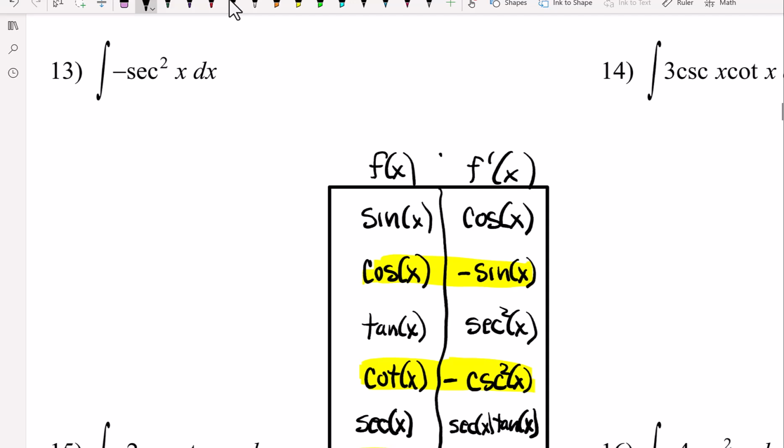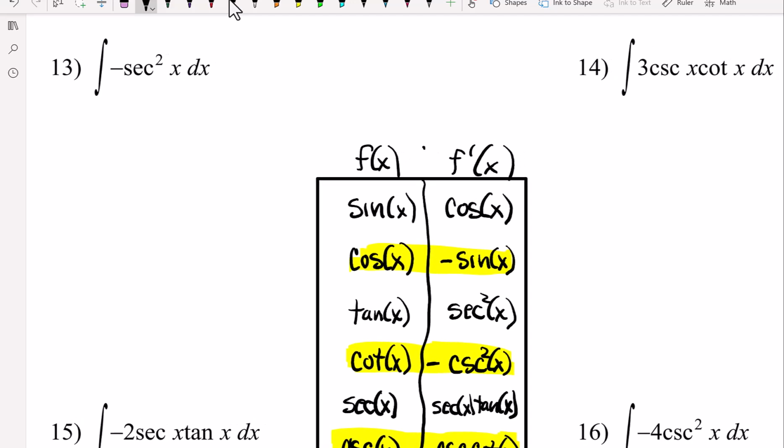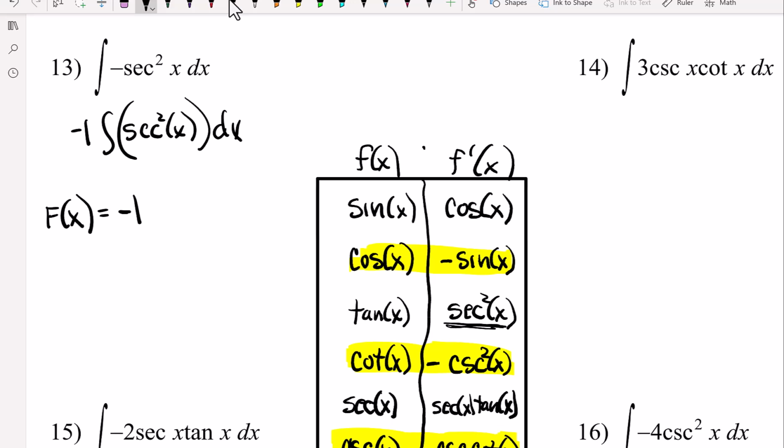So let's see. We've got a negative secant squared, but this secant squared right here isn't negative, so we're going to bring a negative 1 out. So when we integrate, it's negative 1 times the integral of secant squared, which is tangent.